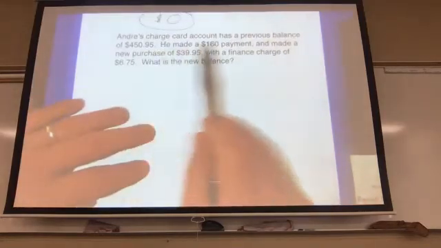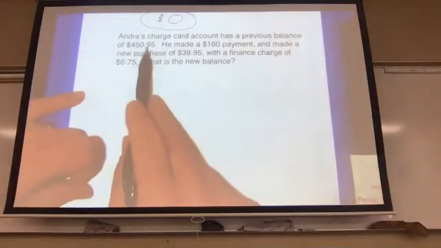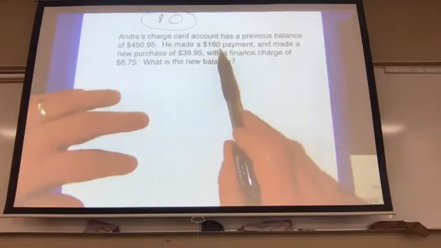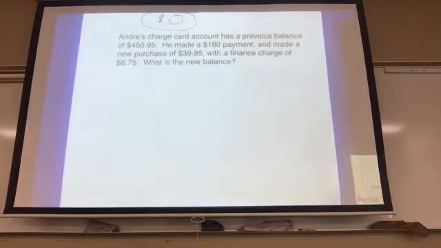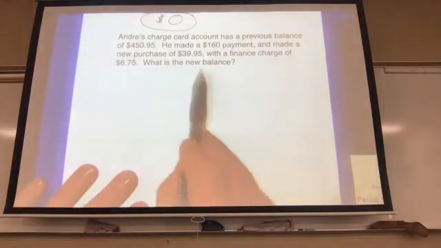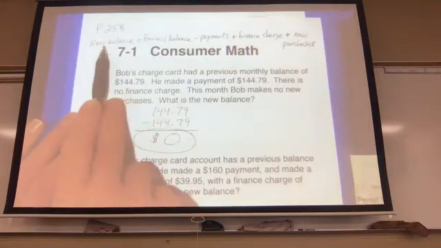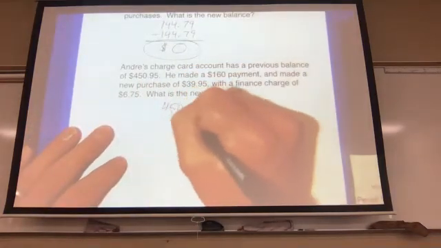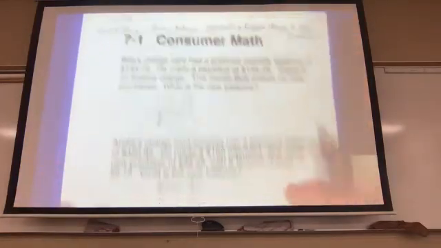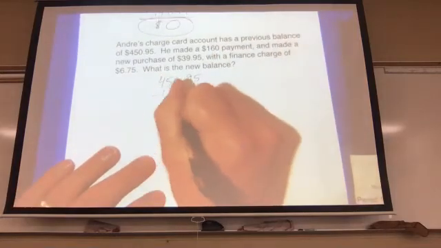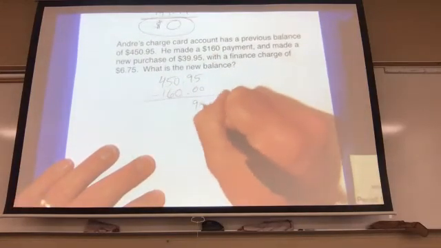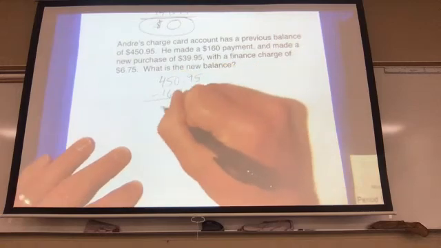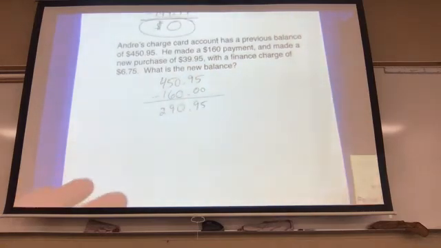I'm going to go to Andre here. Andre's charge card account has a previous balance of $450.95. He made a $160 payment. He made new purchases of $39.95. And he had a finance charge of $6.75. Again, it asks us to find his new balance. So I'm going to go back to our formula. For the new balance, we're going to start with his previous balance. His previous balance was $450.95. We're going to subtract from the previous balance any payments he made. He made a $160 payment. When we subtract those two, we're going to be at $290.95.